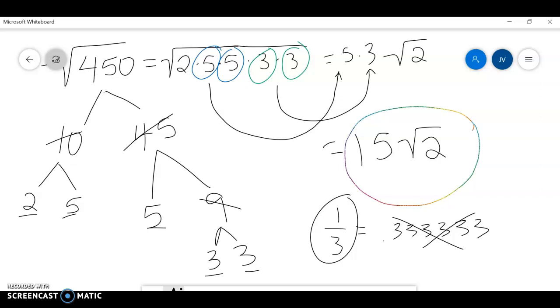It's the same thing with the square root of 2. Square root of 2 is the simplest form for that particular square root. The 5 and the 3 come out though and make the 15. So here we go. Here's our final answer right there, 15 square roots of 2.